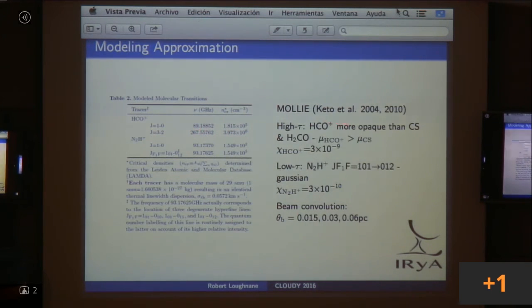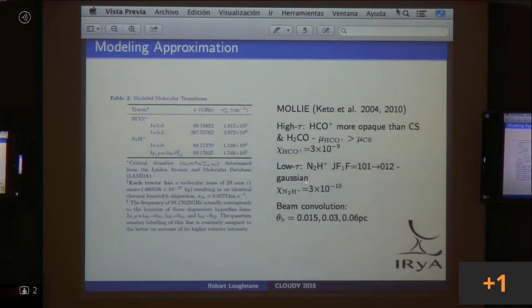Also, HCO+ is more useful than the other optically thick tracers, such as CS and H2CO, in that its dipole moment is greater than that of each of them. This means that it tends to predominate further out into the envelope gas, where the highest velocities, as we will see, tend to be. So this is why it's a more useful tracer than CS.